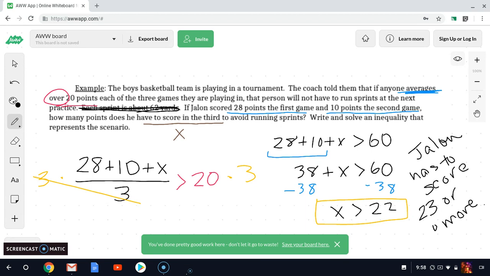Because 22 is not enough. We do not have the or equal to under our inequality symbol in here. So 22, he wouldn't be over the 20-point average. So he needs 23 or more.